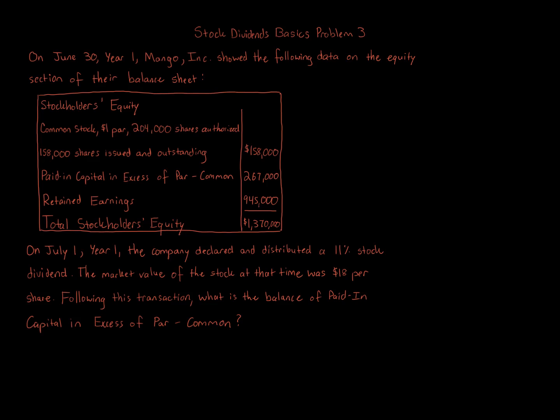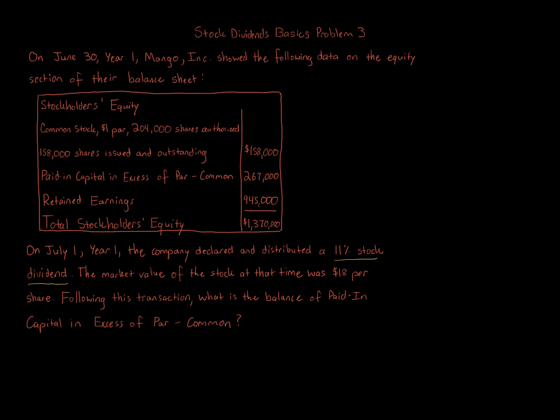The market value of the stock at that time was $18 per share. Following this transaction, what is the balance of paid-in capital in excess of par common? So we're looking at dividends, specifically stock dividends. We're told that the company declared and distributed an 11% stock dividend.